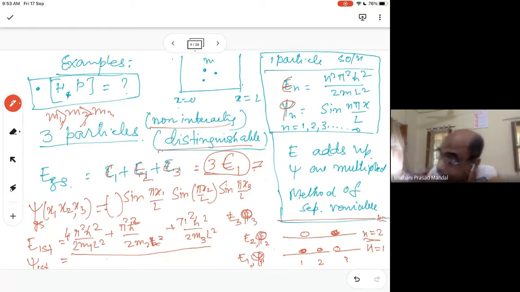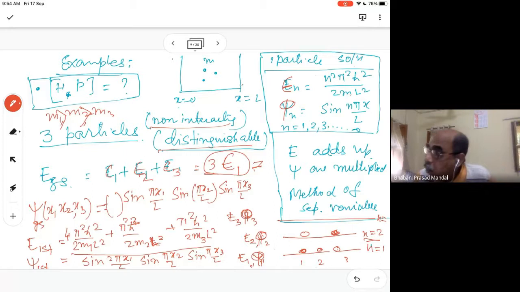Similarly, the wave function. So the wave function for the first particle will be sine 2 pi x1 by L, then sine pi x2 by L, then sine pi x3 by L. Okay, is that clear? I wrote this first particle in the upper position. So first particle in the upper position, second particle in the n equal to 1 state, third is also n equal to 1. So this is the wave function for the n equal to 1 state. This is also a wave function for the n equal to 1 state for the third particle, but the first particle is n equal to 2, so it will be 2 pi x1 by L and their product. Okay, and so on. You can go on like this. I am not going to do that.